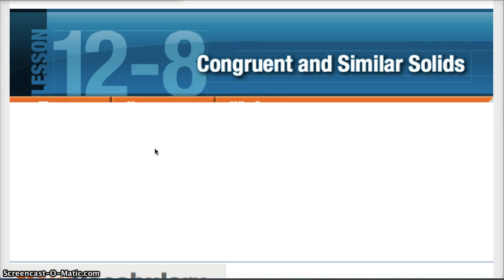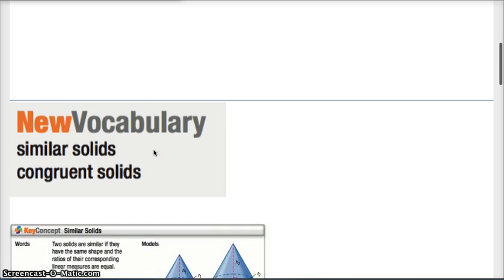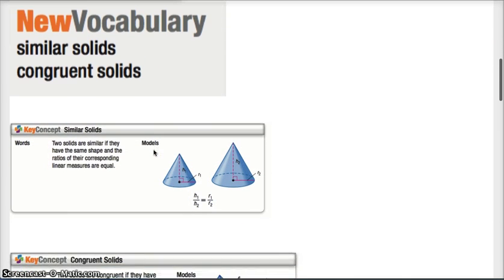Hi, geometry friends. We're in chapter 12. We're looking at the last section of the chapter that we're going to cover, 12.8, congruent and similar solids. So we have a few vocabulary words, similar solids and congruent solids.